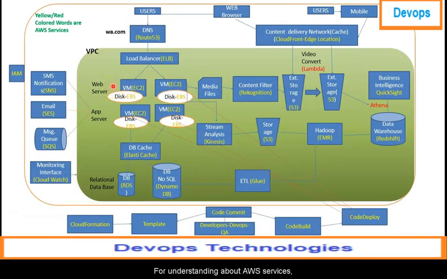For the understanding about AWS services, for example, we will take the scenario of how we will deploy a mini WhatsApp application with the domain name of wa.com on AWS. So let's see. First thing, this is a private network. What you see here in the AWS world is called VPC, Virtual Private Cloud.